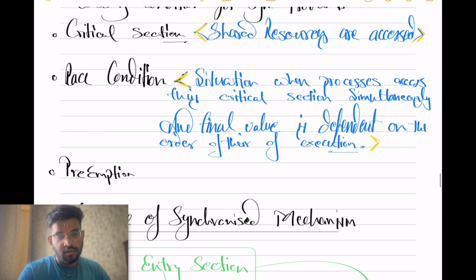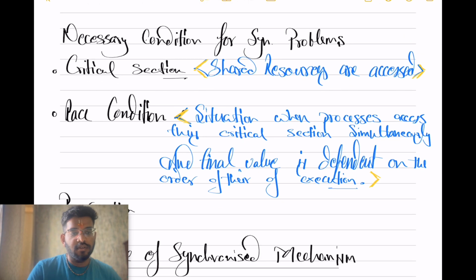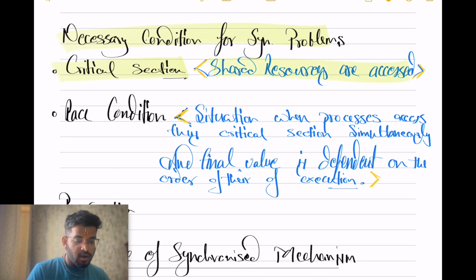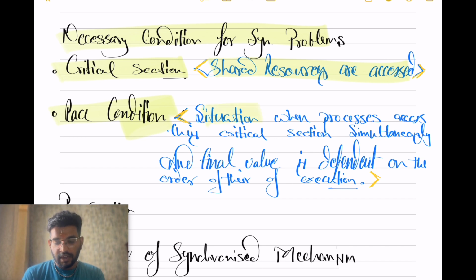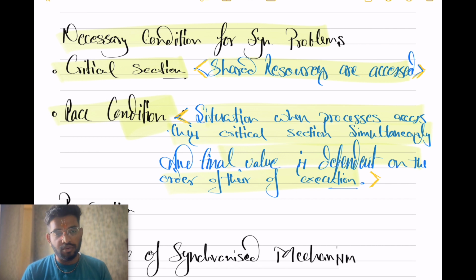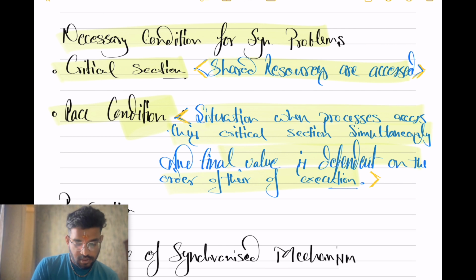Necessary conditions for synchronization problems. First is the critical section. Critical section means where shared resources are accessed. Second is race condition. Race condition means the situation when processes access the critical section simultaneously, and the final value is dependent on the order of their execution. It is defined like if two processes are competing to change the value of the shared resource, the order of their execution defines the final value of the variable. This is known as race condition.